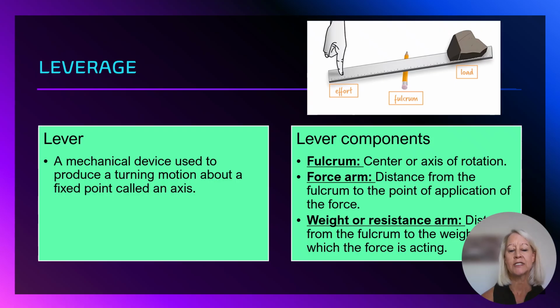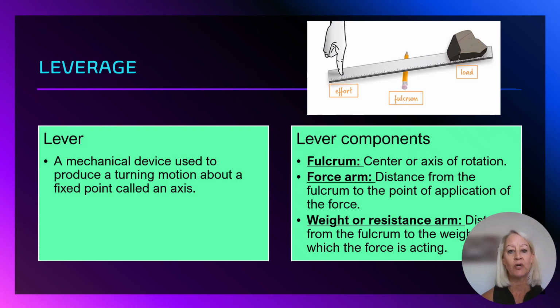Now, levers are a simple mechanical system that's used in movement. They have three parts. The fulcrum is the axis of rotation. We talked about the elbow just a moment ago. It could be that's the fulcrum in a bicep curl. And so it's that axis of rotation.